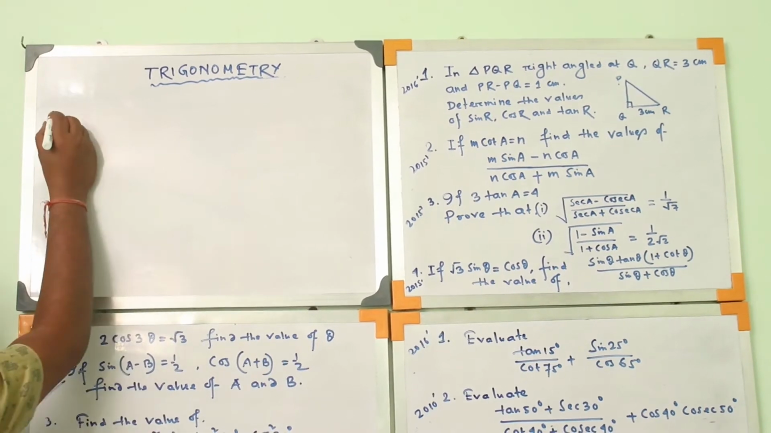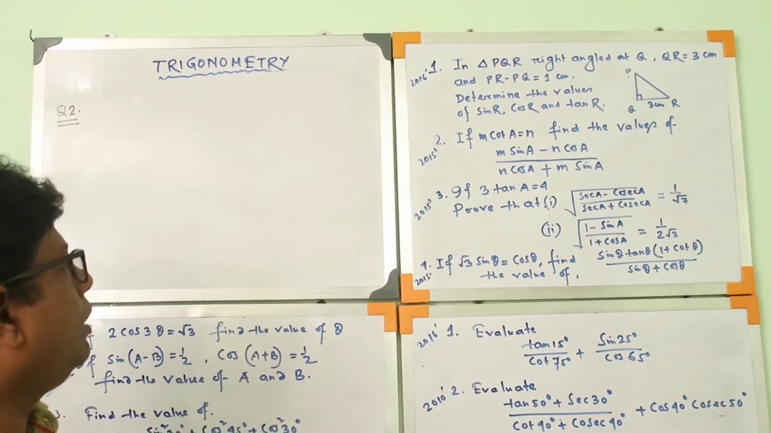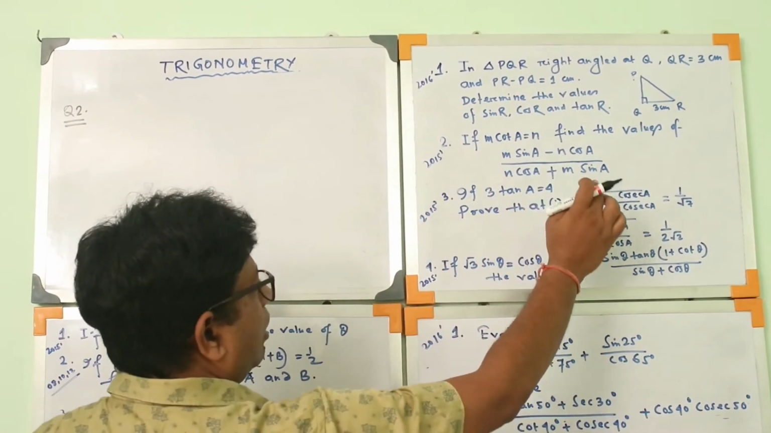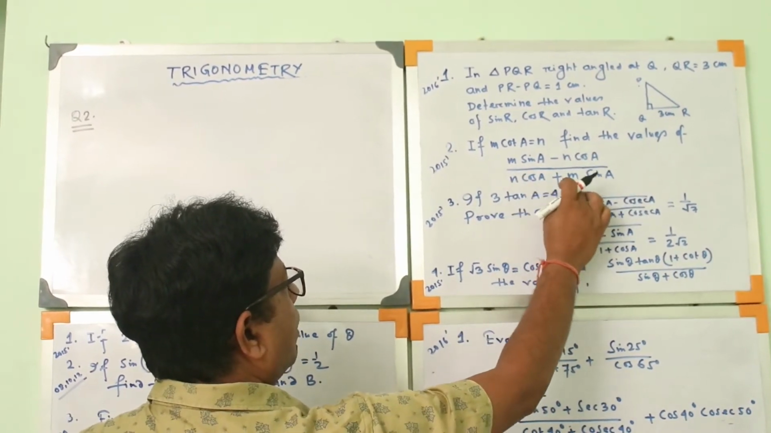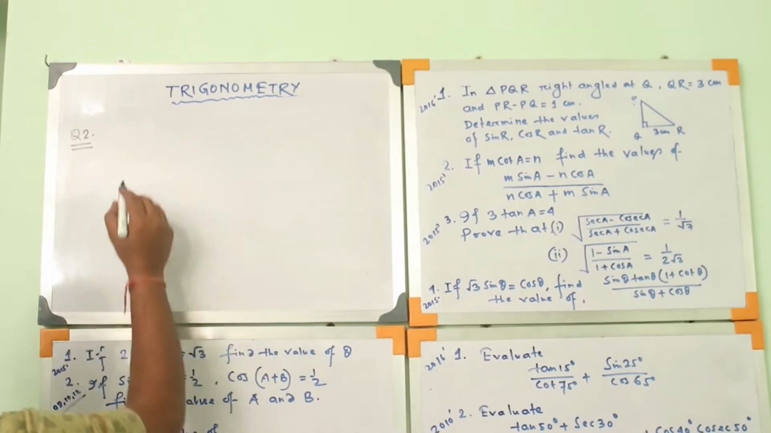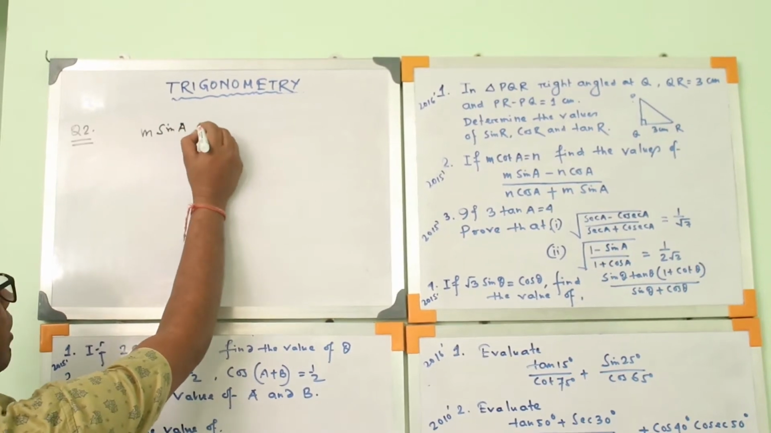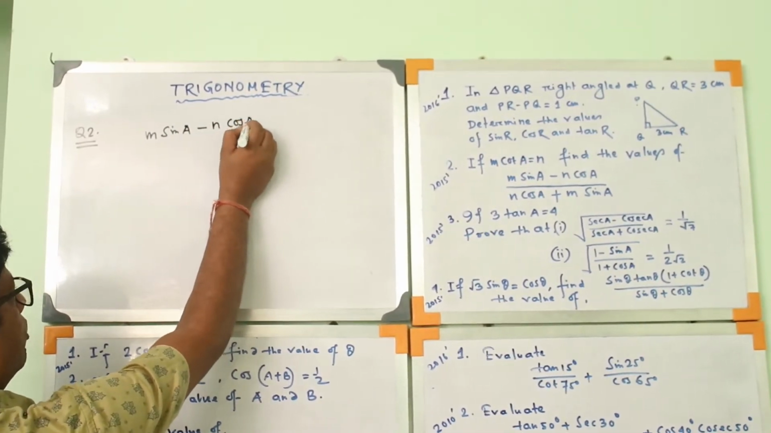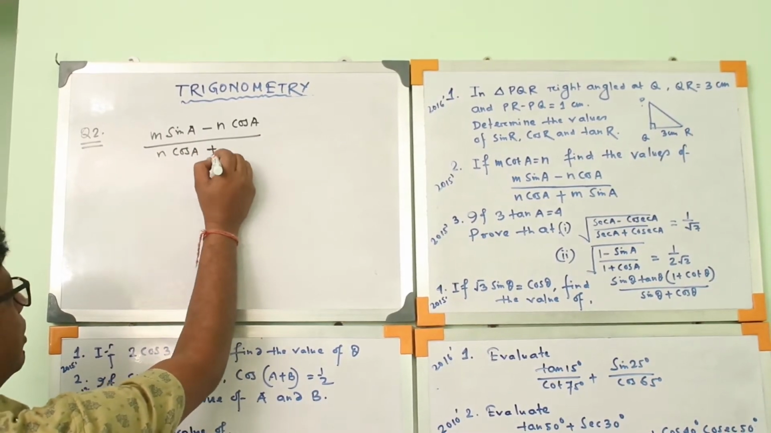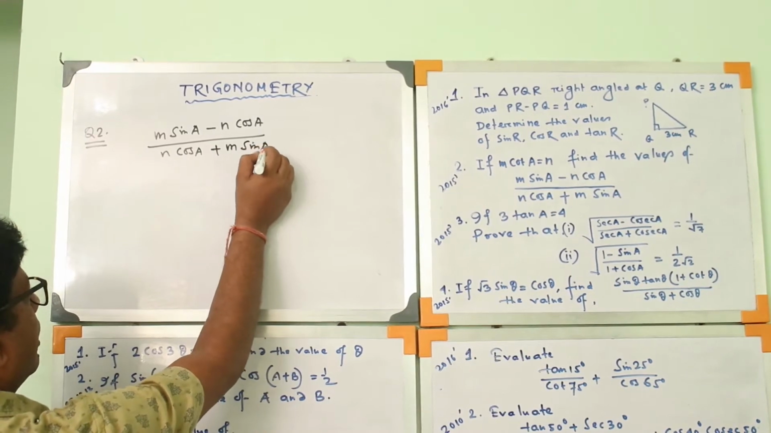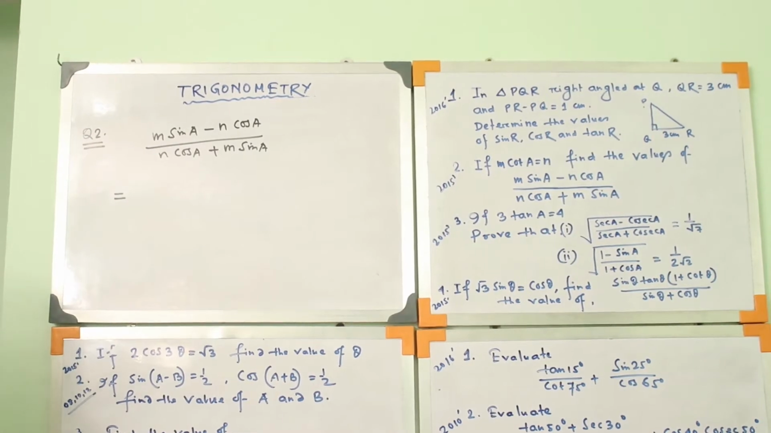Now question number 2, CBSE 2015. Question number 2 is m cot A is equal to n. Find the value of m sin A minus n cos A divided by n cos A plus m sin A. So you have to find out the value of m sin A minus n cos A by n cos A plus m sin A. At first, dividing numerator and denominator by sin A.